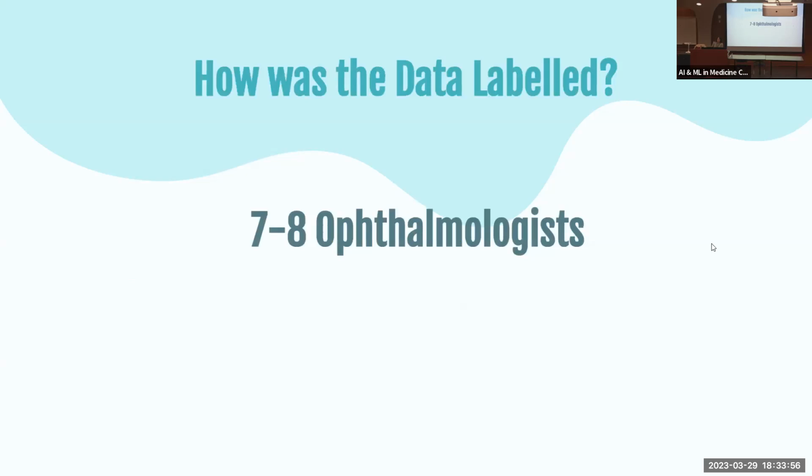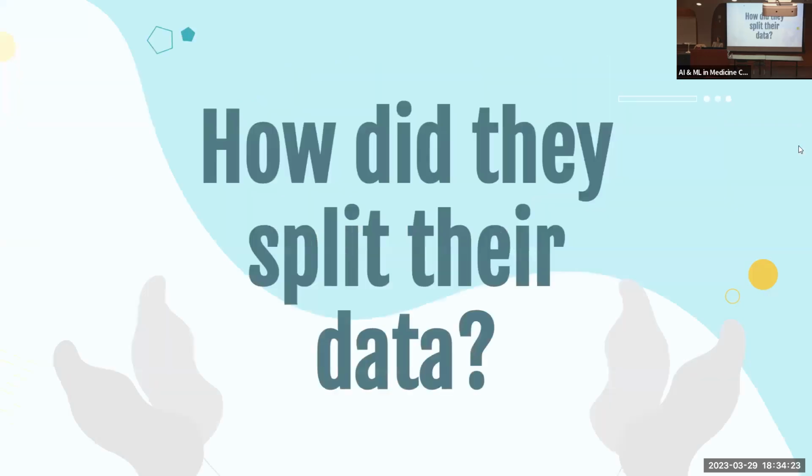The data was labeled, you remember, with 7 to 8 ophthalmologists. So 7 to 8 looked at each image and tried to say whether or not it had any type of referable diabetic retinopathy. They basically just used the majority. If more than 50% of ophthalmologists said yes, this is diabetic retinopathy, then they called it a 1, this is referable.